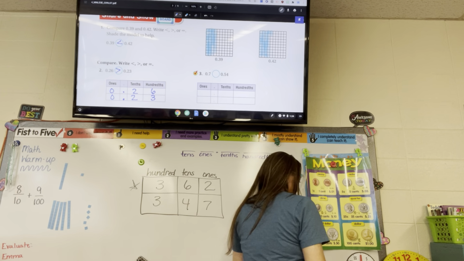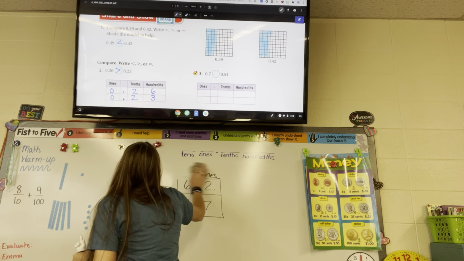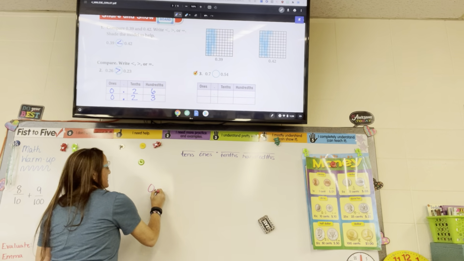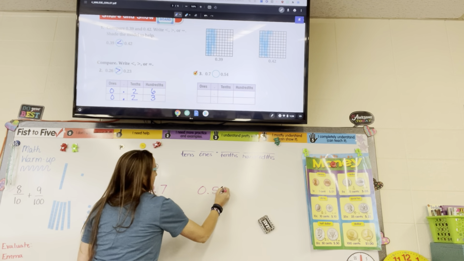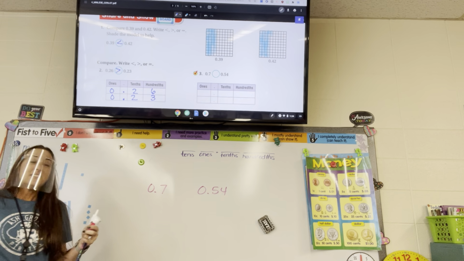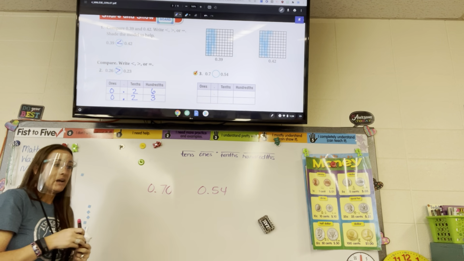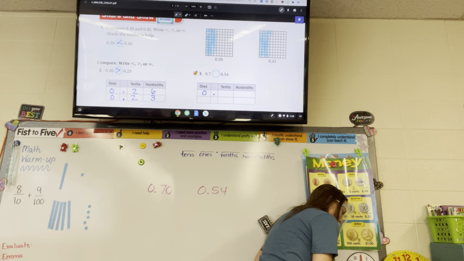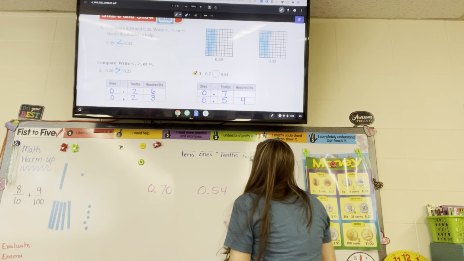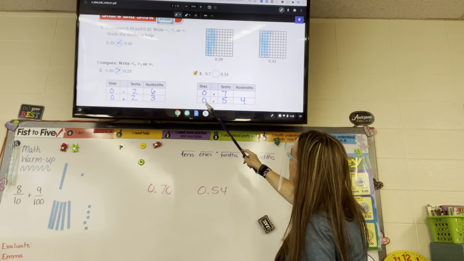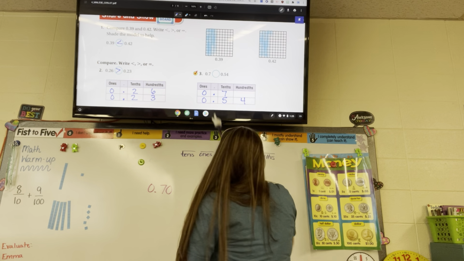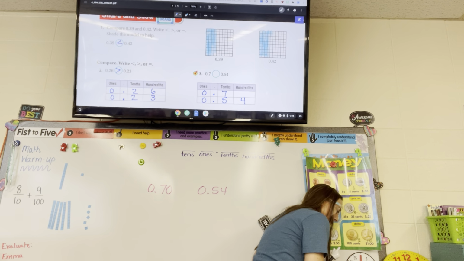Okay, over here we have 7/10 and 54/100. Now, initially, when you first look at this, I know it's tempting to say that 7/10 is less than 54/100 because you're thinking 7 versus 54, right? But this is really actually a 70, right? So let's put the 7/10 and then the 54/100 into our place value chart, and let's compare. 0 in the ones place, then in the tenths place, we have a 7 versus a 5. Since 7 is more than 5, 7 tenths is greater than 54 hundredths.